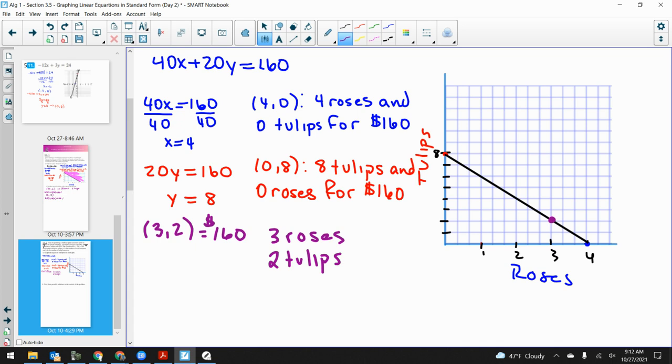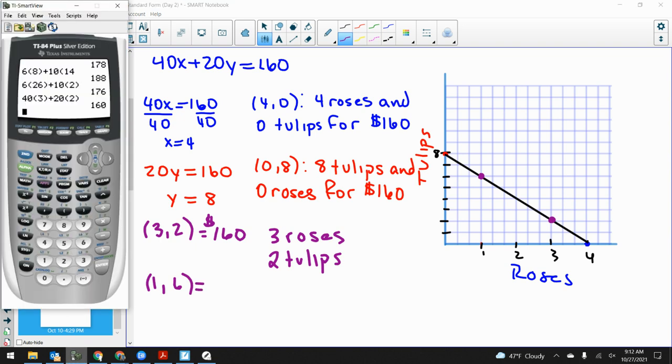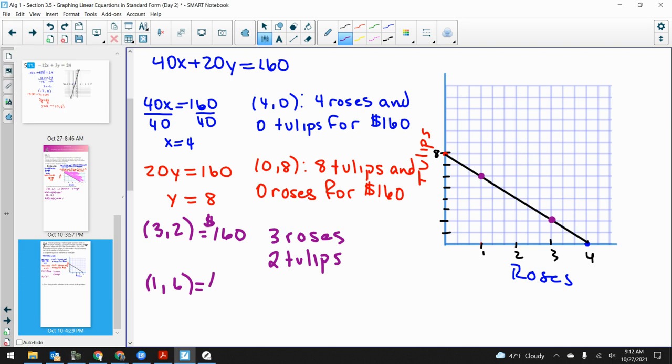Okay, Gio? 1, 6. Let's check it. Let's see if that actually comes out to be $160. 40 times 1 plus 20 times 6. $160. So this is 1 rose, but 6 tulips.